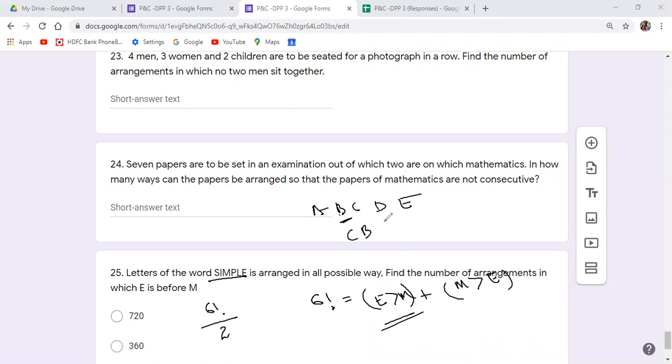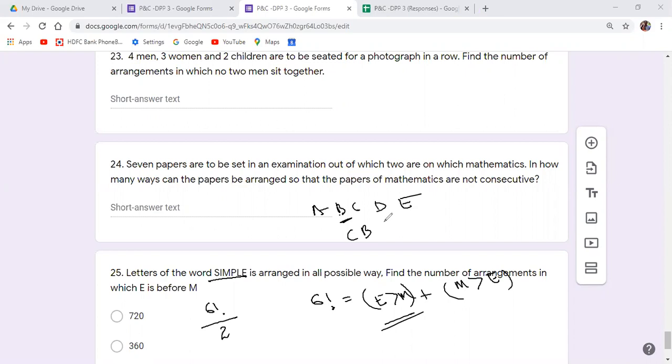Correct now? You are standing in a queue. Make all possible arrangements. Either Anam will be before me or Anam will be after me. These are the only 2 possibilities. So in all possible arrangements, in 50% of cases Anam will be before me and in the remaining 50% Anam will be after me.